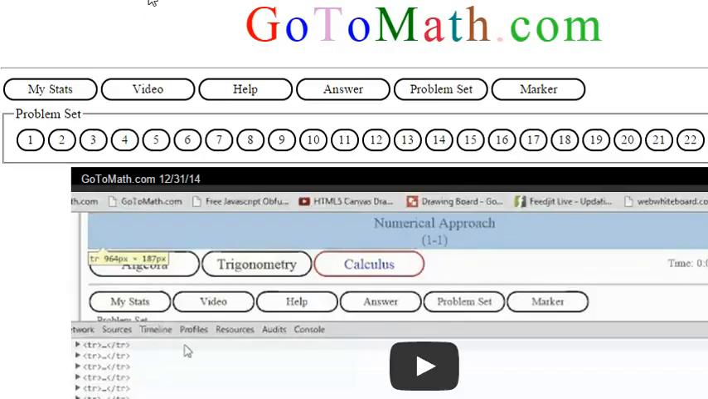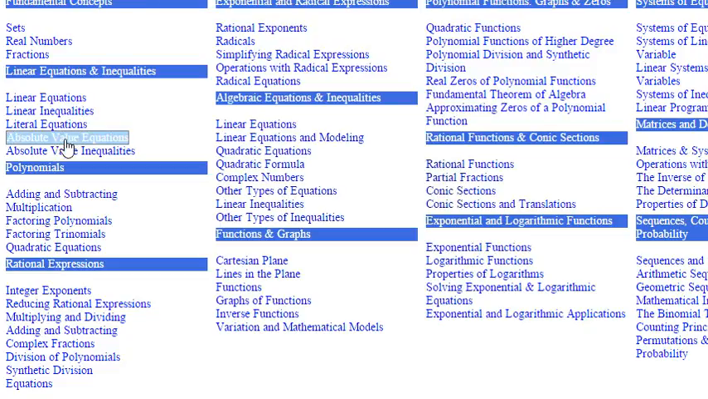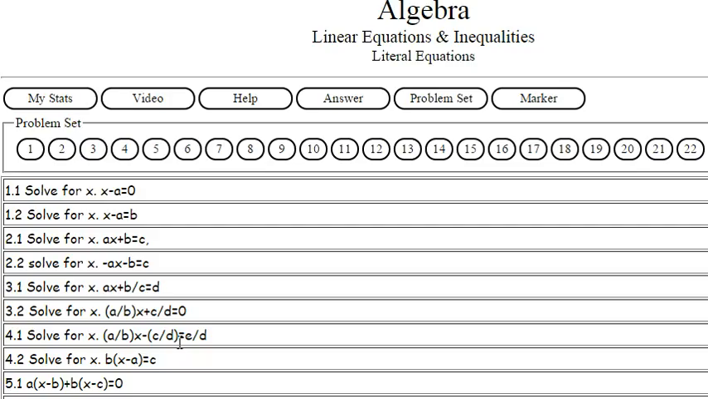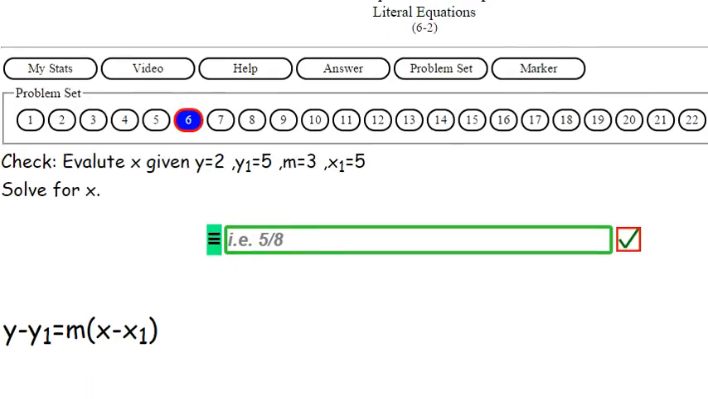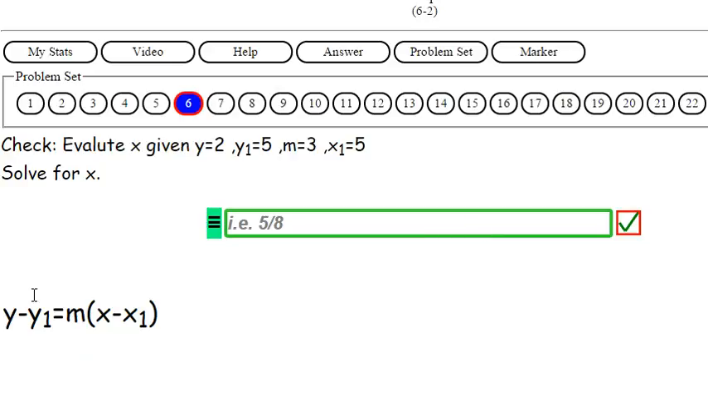Hey, we're at gotomath.com. Come up here, click Algebra, Literal Equations, and 6.2. Look at that. So we just did 6.1 two seconds ago, where we solved for y. Now we're going to be solving for x, it looks like. Same problem, solve for x.